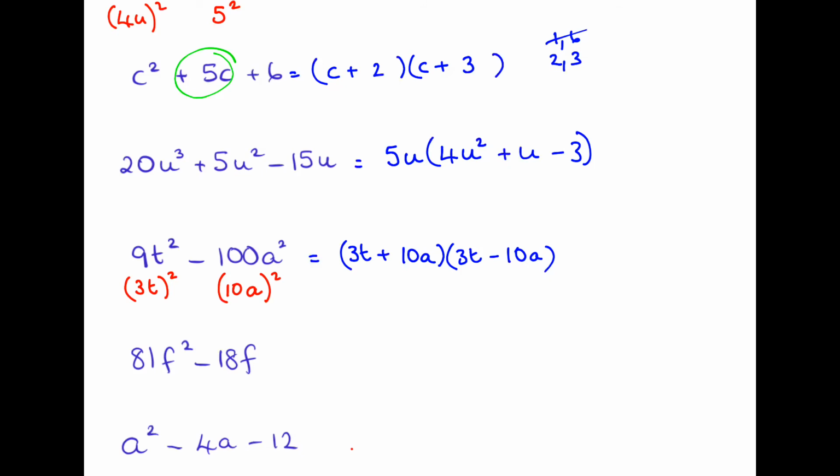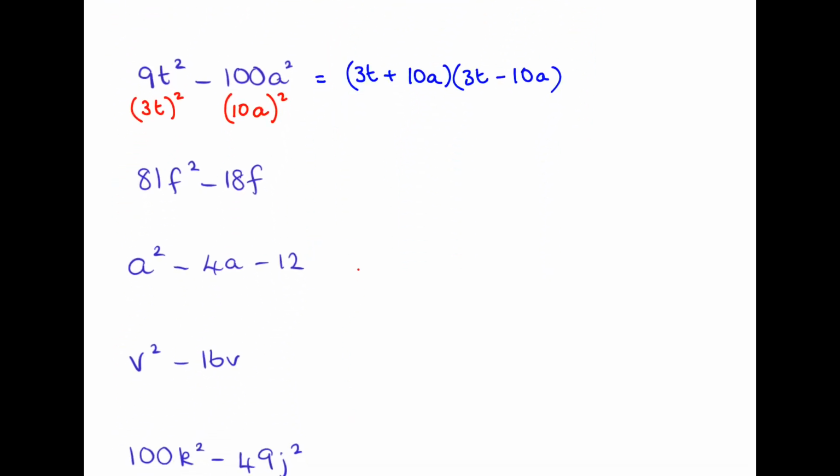Okay, moving on again. This time, check for a common factor. So looking for a common factor in the numbers, we've got 81 and 18. They're both in the 9 times table, so we do have a common factor there. Then looking at the letters, we've got f squared and f, so we also have a common factor of f.